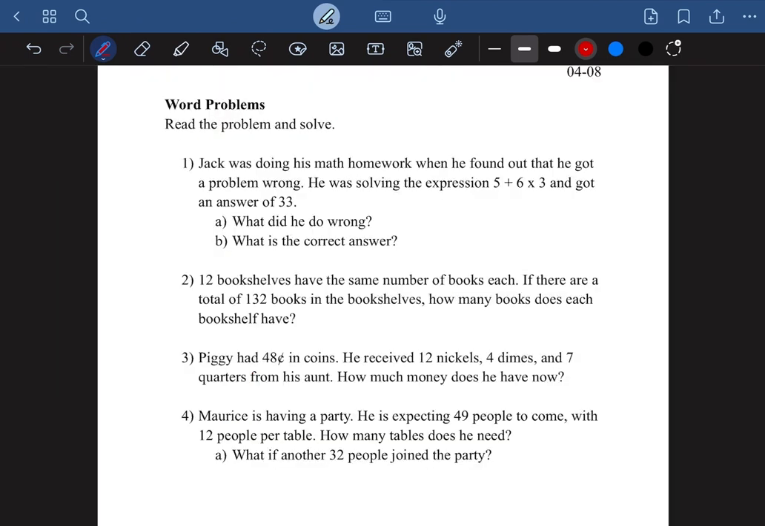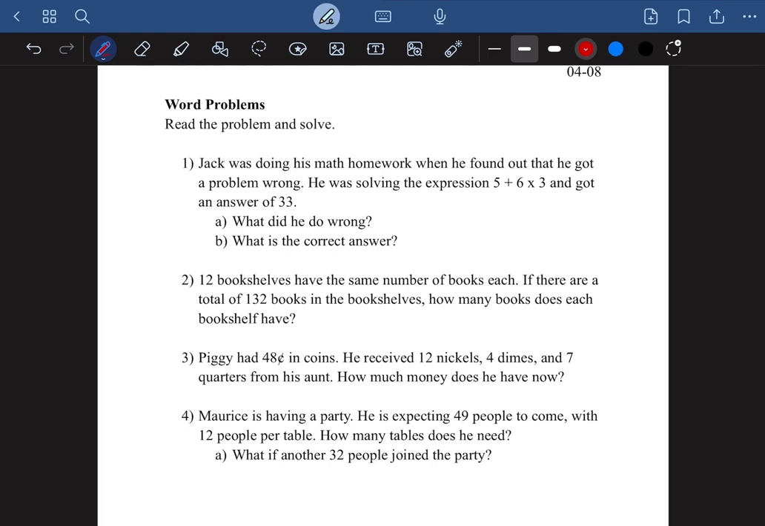Word problems. Read the problem and solve. Number 1. Jack was doing his math homework when he found out that he got a problem wrong. He was solving the expression 5 plus 6 times 3 and got an answer of 33. Part A. What did he do wrong? Part B. What is the correct answer?